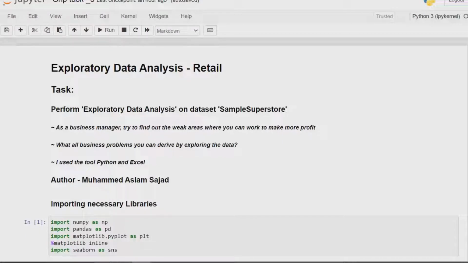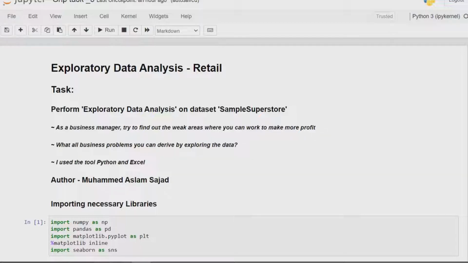Hi all, here I am going to do an exploratory data analysis on my dataset, SampleSuperStore. My task, as a business manager, is to try to find out the weak areas where I can work to make more profit. What business problems can you derive by exploring the data? Here I used Python and Excel.